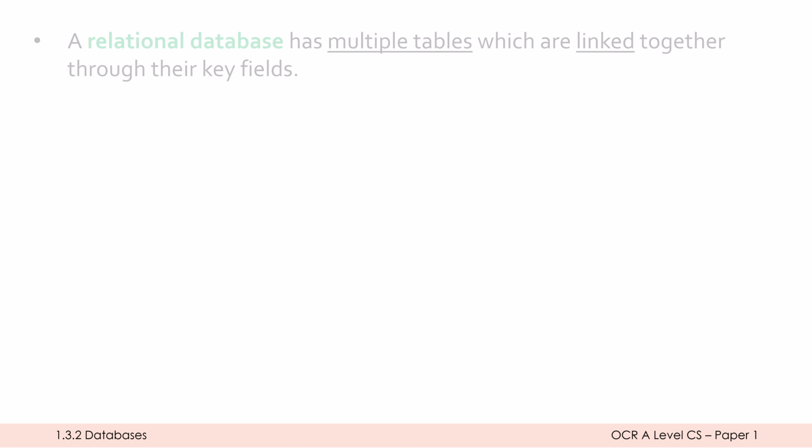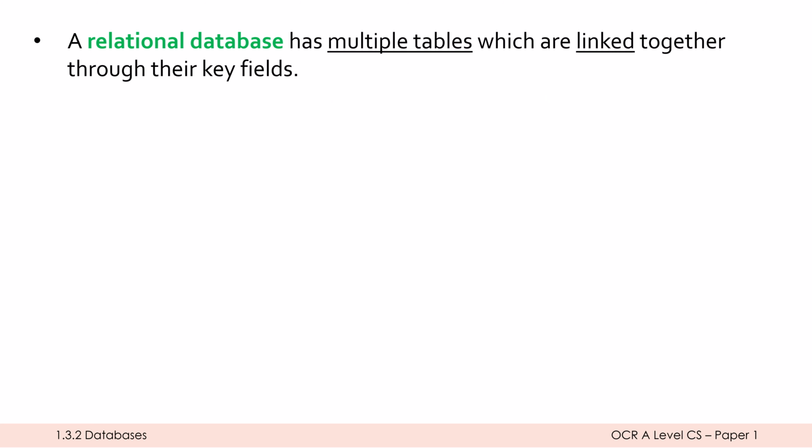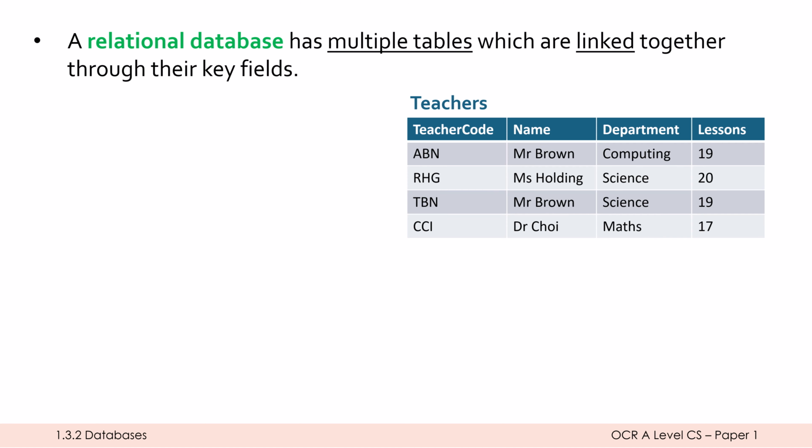So the types of databases we do tend to use, and we'll be talking about a lot more, are relational databases, which have multiple tables, and they are linked together through something called key fields. So more than one table, and the tables have some sort of connection to each other. So let's say I'm storing data about a school.